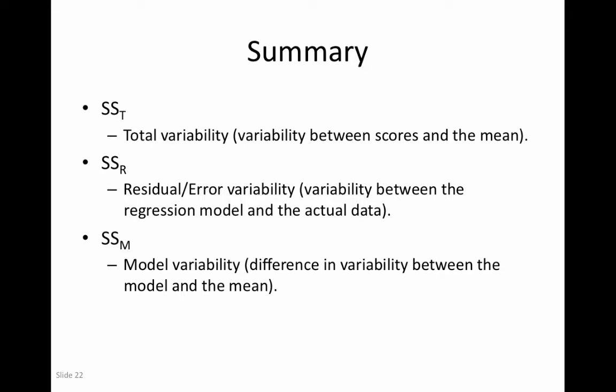The total variability is the variability between the scores and the mean. The residual error variability is the variability between the regression model and the actual data. The model variability is the difference in variability between the model and the mean. Why is using a mean model particularly bad? It does not change when the predictor changes. The slope of the gradient is 0, which equals the mean.